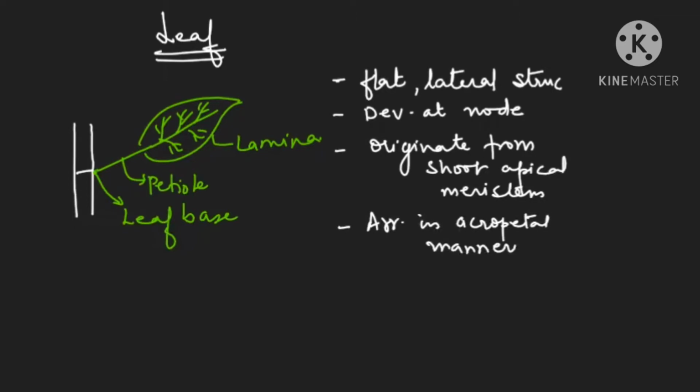Is it clear? And they are the one which are having the bud in their axil. Bud is present in the axil, and such buds are known as axillary bud. See here, this is the bud which is present in the axil. Is it clear? So this is known as axillary bud.